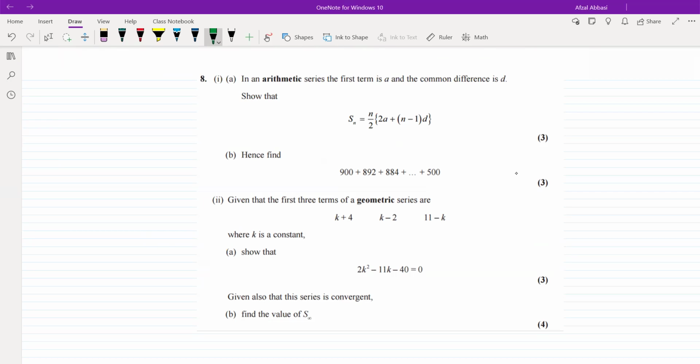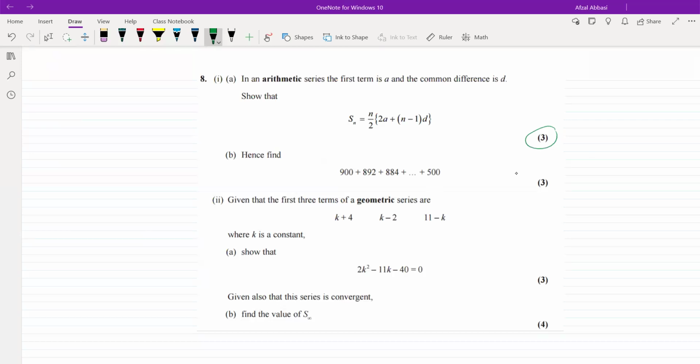But where it comes from, we need to show, we have to prove that this is the sum formula for the arithmetic series. So how to prove it? Now this is the question, and this carries 3 marks. So there are steps you need to follow in order to prove this. We are told that the first term of the sequence is a and the common difference is d.